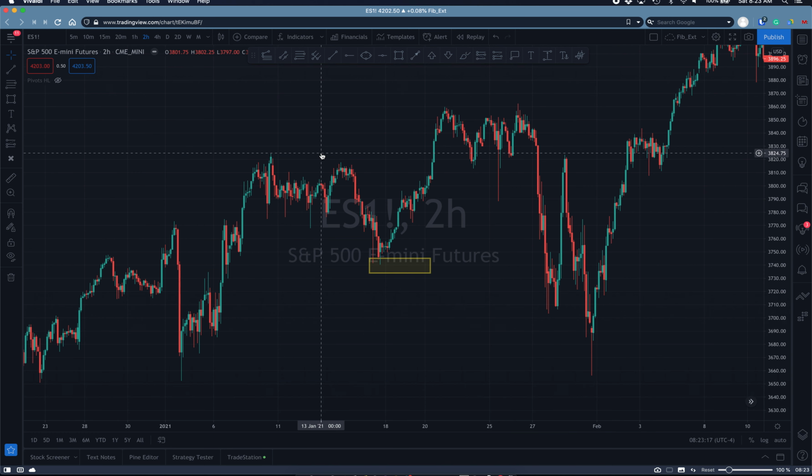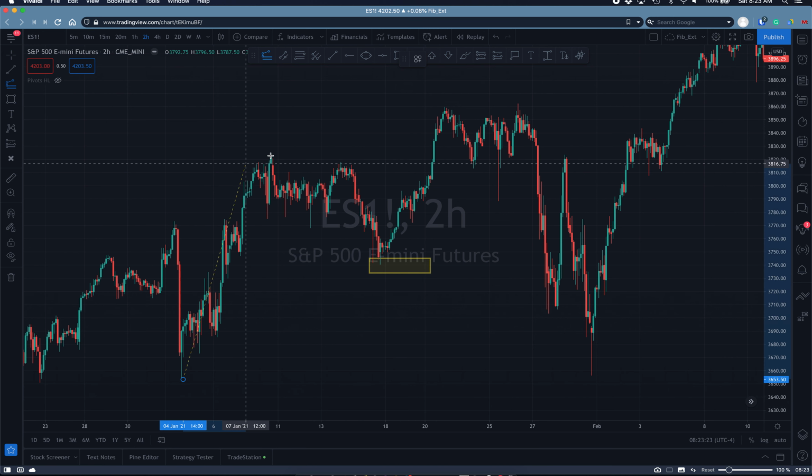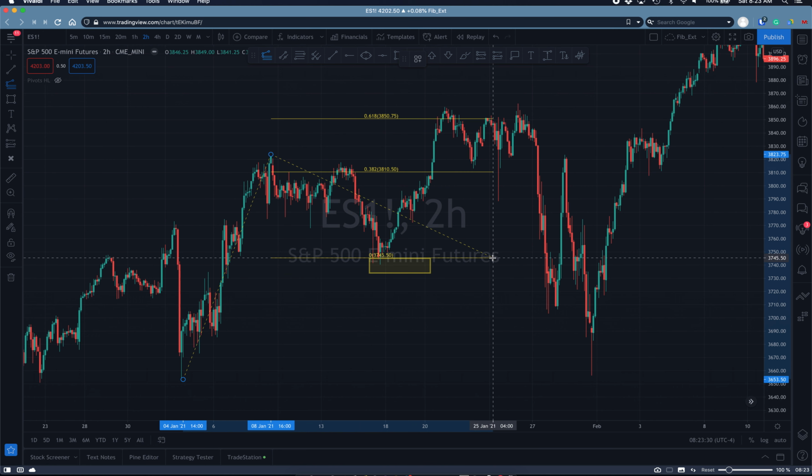Let's take a look at a Fibonacci extension. So you take a Fibonacci extension, and then you go to the leg, and then you can bring it over to the right, and then look to see how the leg will continue.